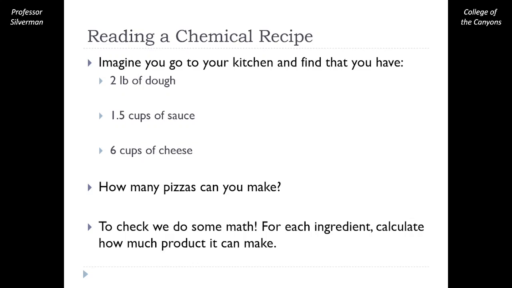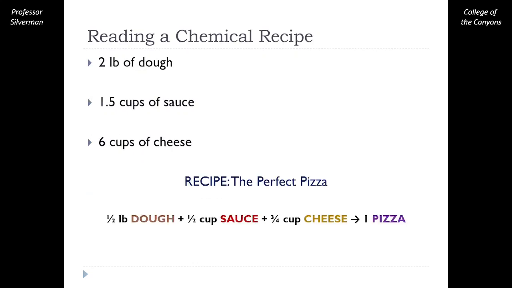To check, here's a strategy. We want to do some math. For each of our ingredients, let's calculate how much product we can make if we use all of that ingredient. It's hard to compare sauce to cheese to dough, but if we convert everything into number of pizzas, it's easy to compare pizzas to pizzas. Here's what that looks like. If we have 2 pounds of dough, we don't want pounds of dough, we want the number of pizzas.